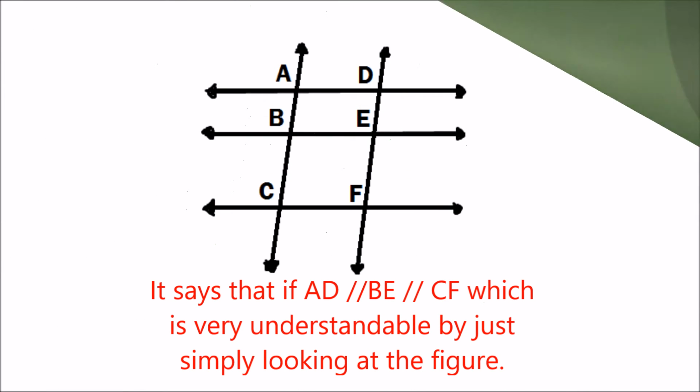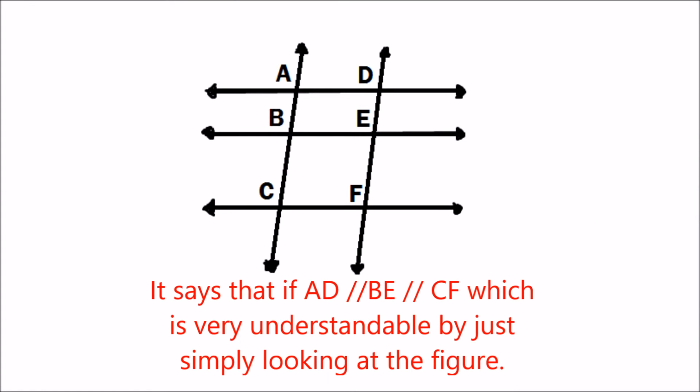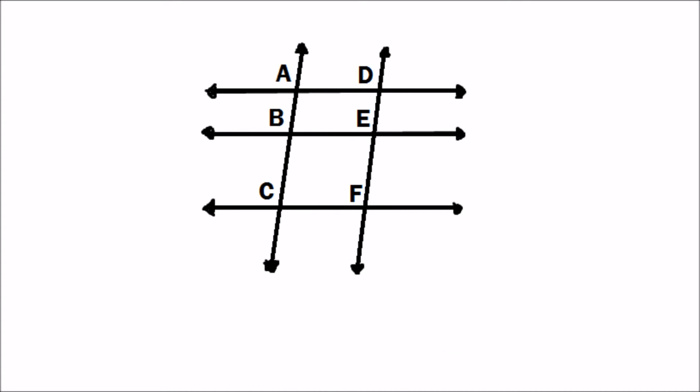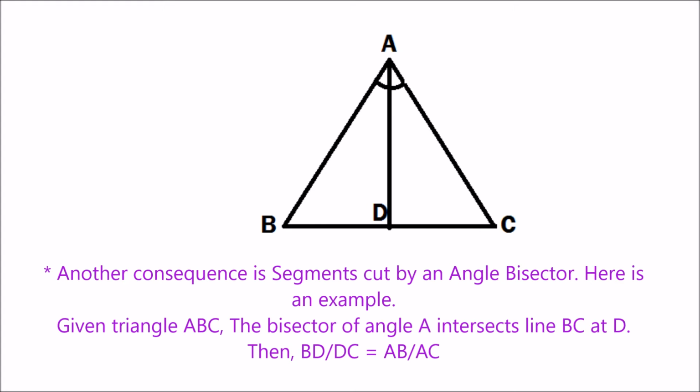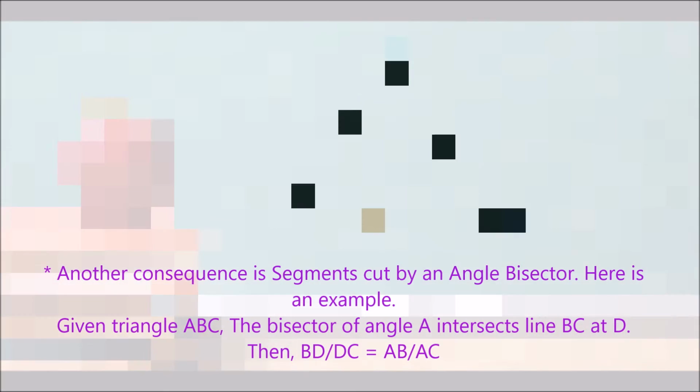Here's another example for you to understand it. It says that AD is parallel to BE is parallel to CF, which is easy to see just by looking at the figure. Another consequence is segments cut by an angle bisector. Here is an example. Given triangle ABC, the bisector of angle A intersects line BC at D. Then, BD over DC is equal to AB over AC.